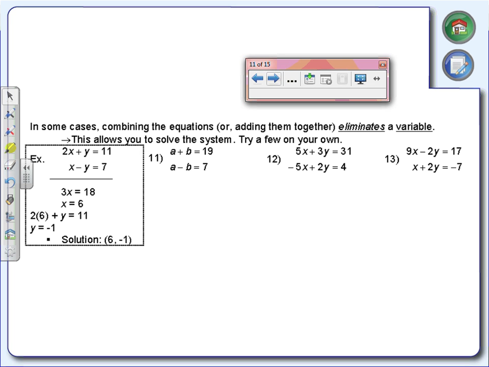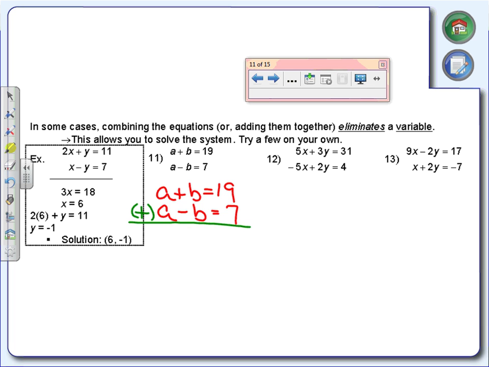Now, elimination. Kiki, what does the word elimination mean? To get rid of. Elimination means we're going to get rid of something. So, if you look at number 11 here, we're going to use elimination method. Here's how it works. We're going to take those 2 equations, and I'm going to add them. Let me write it over here so we can see a little better. Let's take the 2 equations, and I'm going to add those 2 equations together.